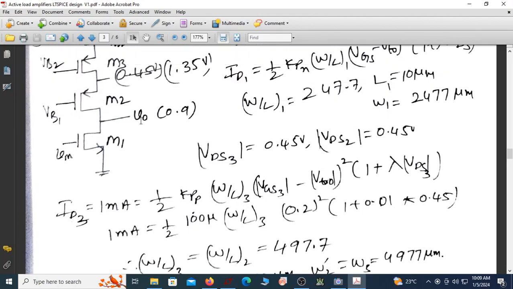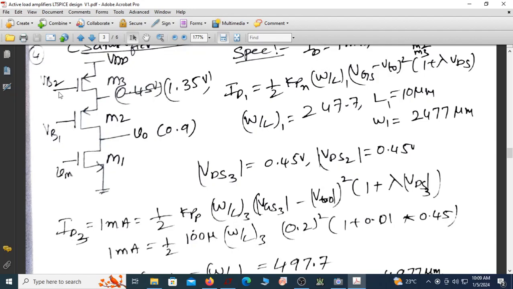And once I know the dimensions, now I should fix the bias voltages, VB1, VB2. So what is this VB1? This is actually the drain, this is the gate, this is the source. So now this is the source, this is the gate. So I should have minus 0.6 here. Since it is 1.8, if I make it 1.2, then it is minus 0.6.